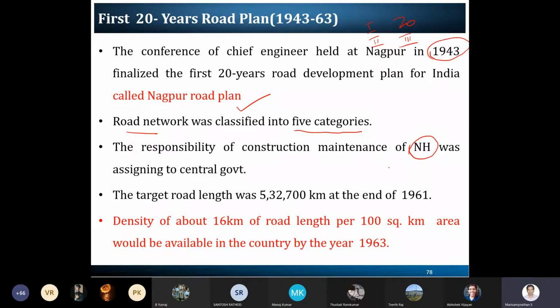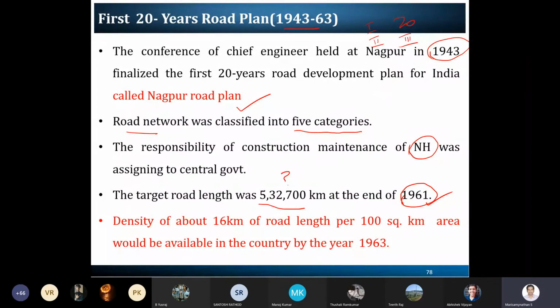Under this project, they targeted 5,32,700 kilometers at the end of 1961. Probably all these numbers have a chance of being asked in competitive exams, not in our current exam, but there is a high possibility of being asked: the range of the first 20-year plan, the second 20-year plan, or what the target of the first 20-year plan was and when they planned to achieve the target. Those kinds of questions we can expect in competitive exams.